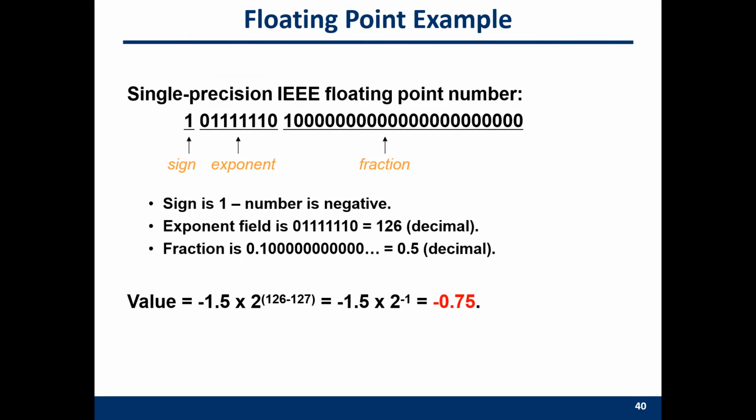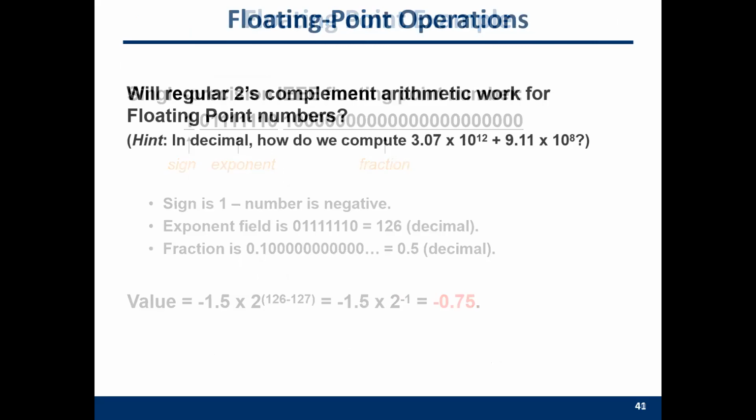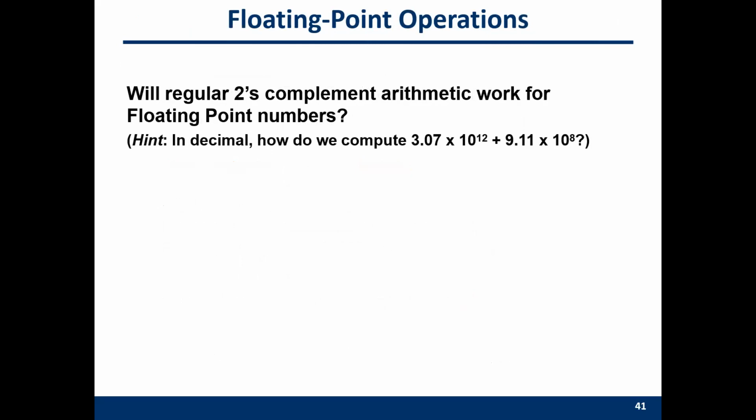So compared to the fixed point, this floating point can represent a larger range with the same bits. The regular two's complement representation does not work for this floating point. Why? Because you have to normalize them. You cannot directly add two numbers. You have to normalize, make sure they have the same exponent, then do the computation.